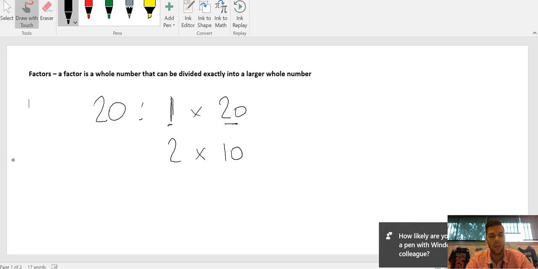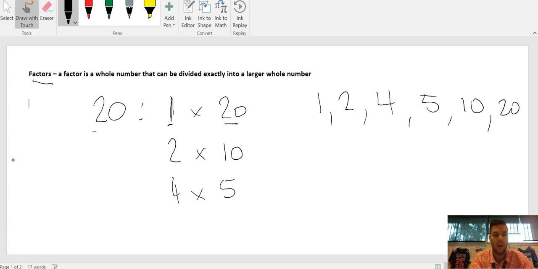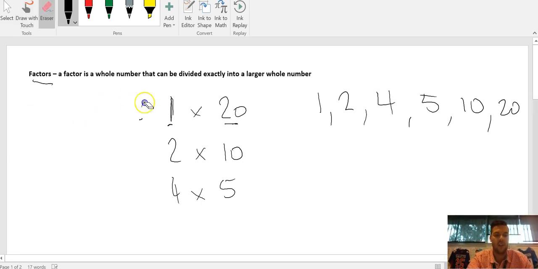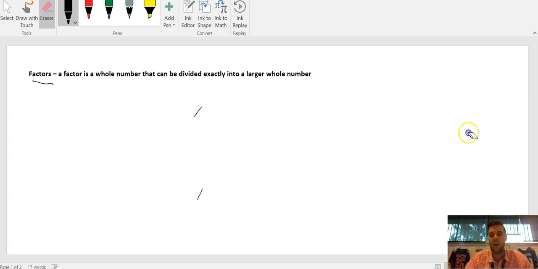Now there's one more. We should know our times tables, and we should know that 4 times 5 is also a factor. So if we look at it this way, 1, 2, 4, 5, 10, and 20 are our factors of 20. Awesome. Let's rub this out. That's the first thing you need to know. That's what a factor is. Pretty straightforward. We can go from there.